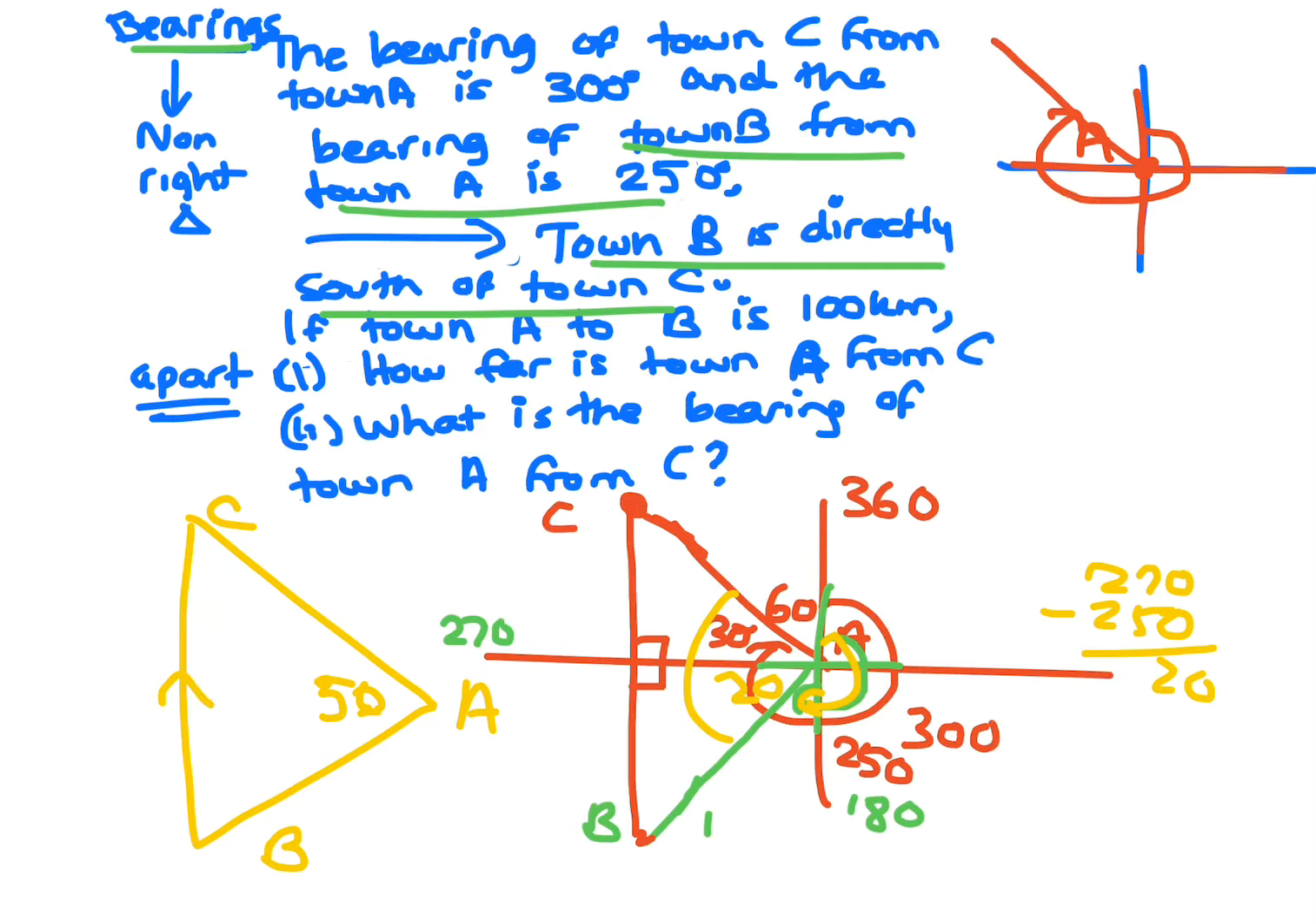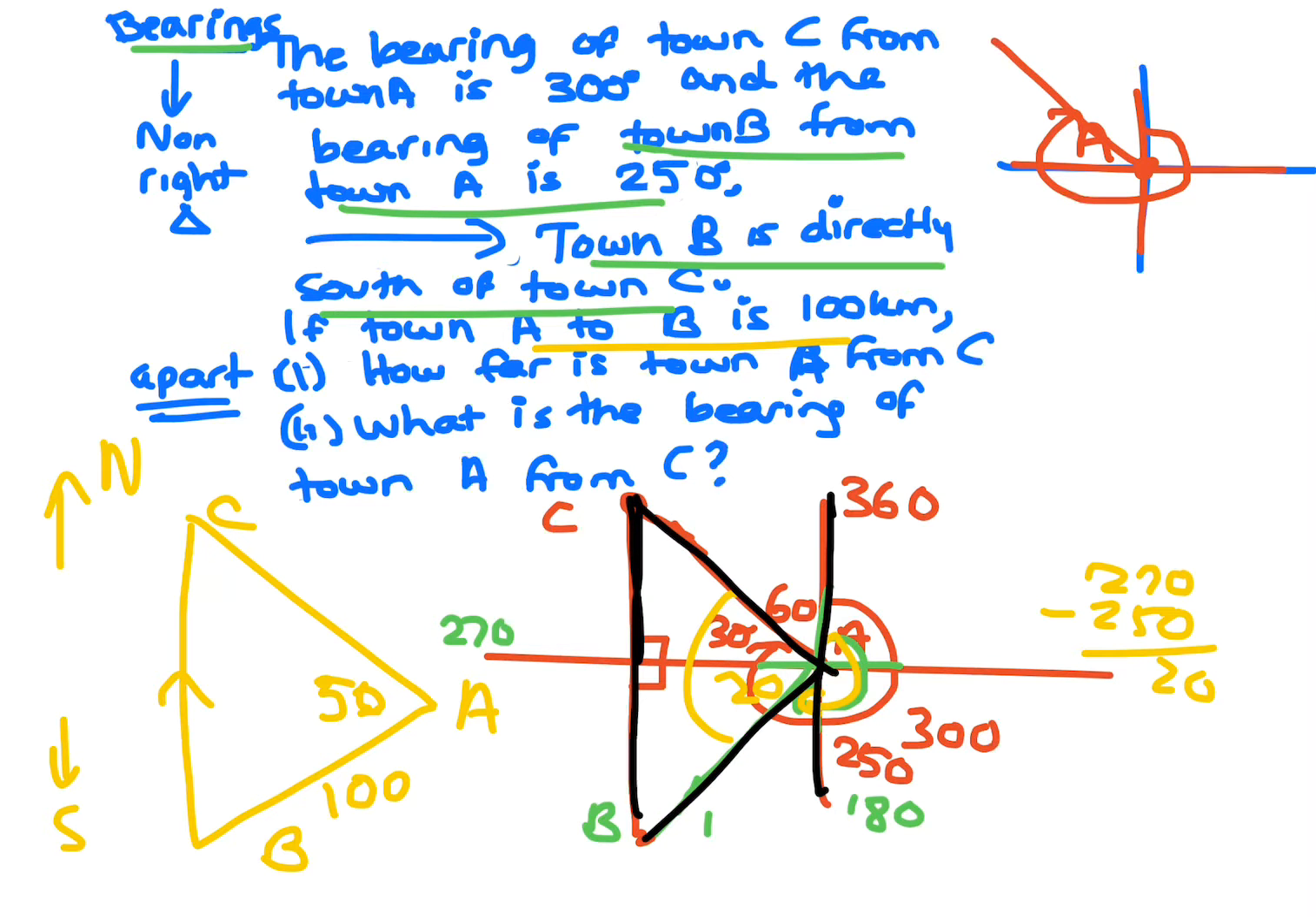We know that's directly north-south. So let's have a look. How far is town A from town C? They've also said AB is 100. When we look at that, we've only got one angle and one side, so that's not quite enough. So let's go back to our diagram. We know that's north-south and that's north-south. Therefore, you create parallel lines.